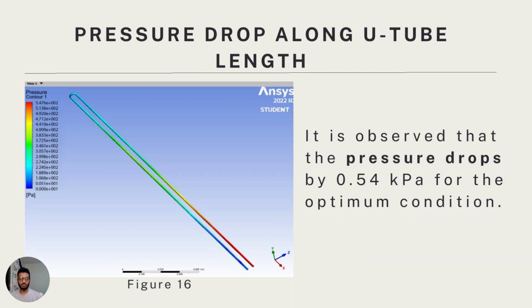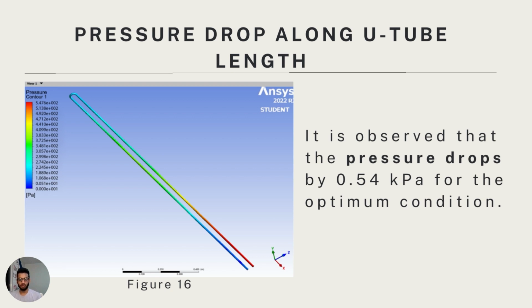And for the pressure drop along the U-tube length, it is observed that the pressure drops by 0.54 kilopascal for the optimum condition. Forced convection flow is considered in the present study. It is important to predict variance in pressure drop along the U-tube length by retaining the rest of the operational parameters as constant. The figure represents a contour plot of the pressure drop.